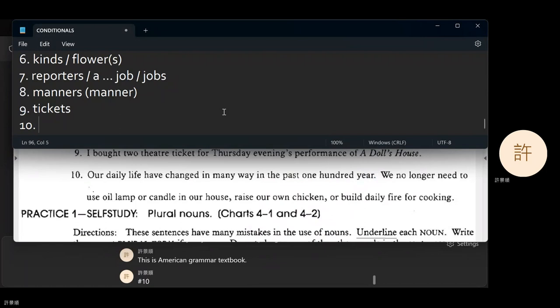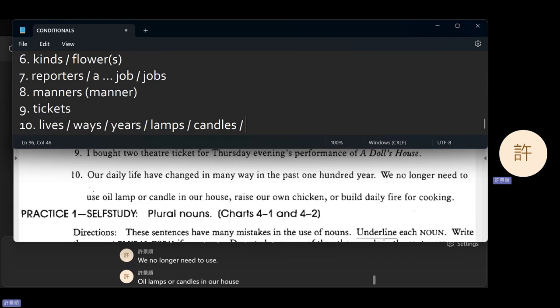Number 10, our daily lives have changed in many ways in the past 100 years. We no longer need to use oil lamps or candles in our houses, raise our own chickens, or build a daily fire for cooking. So a few things to point out.